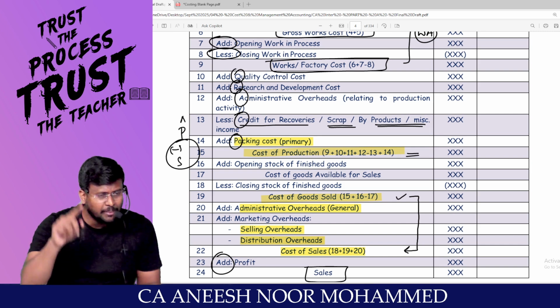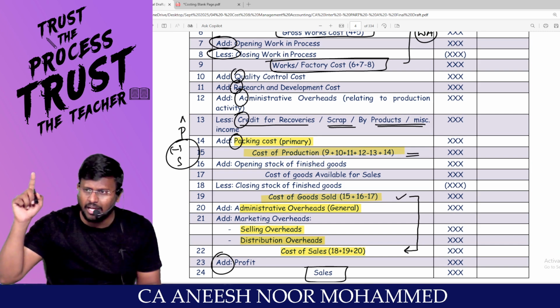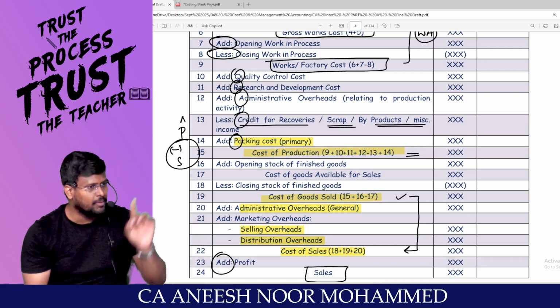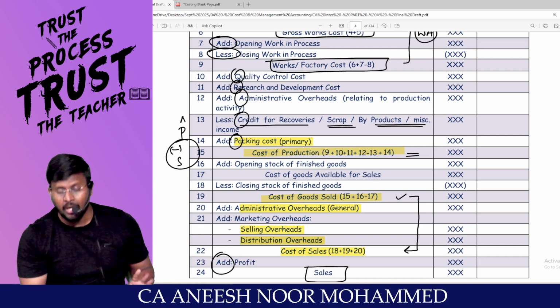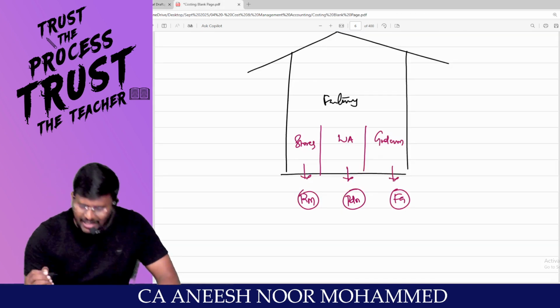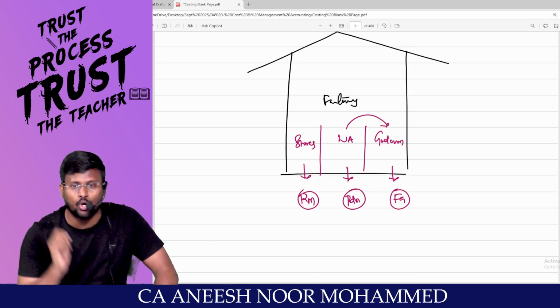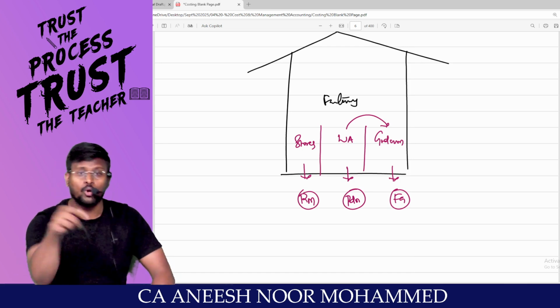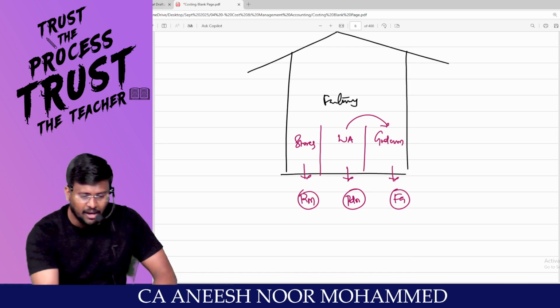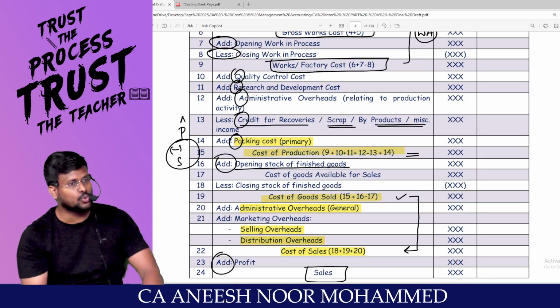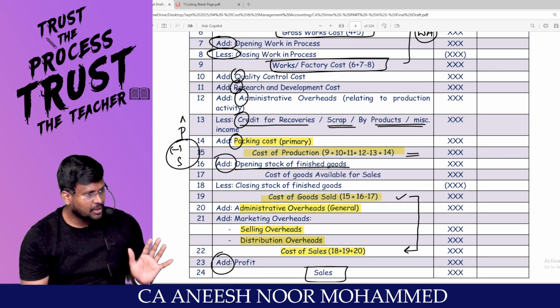In that, direct material consumed is the cost incurred in the stores. And from there till here is the cost I will be incurring in the work area. Comfortable? Now, from the work area, the finished goods will go to the godown. Already in the godown, opening stock of finished goods will be there. That's why we add opening stock of finished goods.